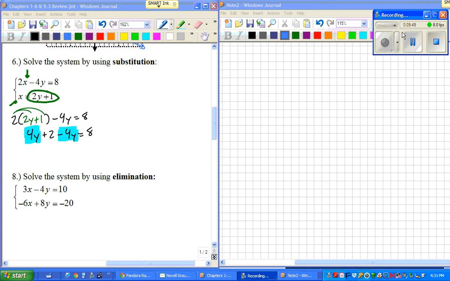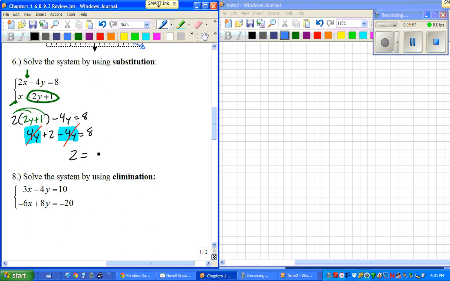Okay, I want to look at this point right here. Now, when you combine your like terms, those guys cancel, and you're left with 2 equals 8. Is that a true statement or a false statement? Well, I can't hear you, but hopefully you're saying that that's a false statement. Okay, so since that is a false statement, these lines do not intersect.